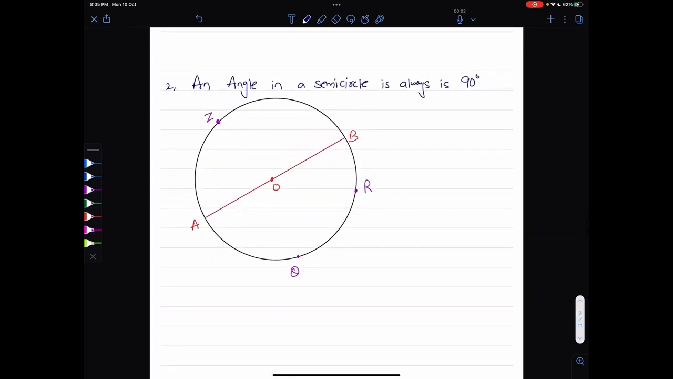Now the second property is angle in a semicircle is always going to be 90 degrees. This line AOB passes through the origin O. It's a straight line called the diameter. Now what a diameter does is it divides the circle into 2 semicircles. The property says that if you are going to have angle in a semicircle, that is always going to be 90 degrees.